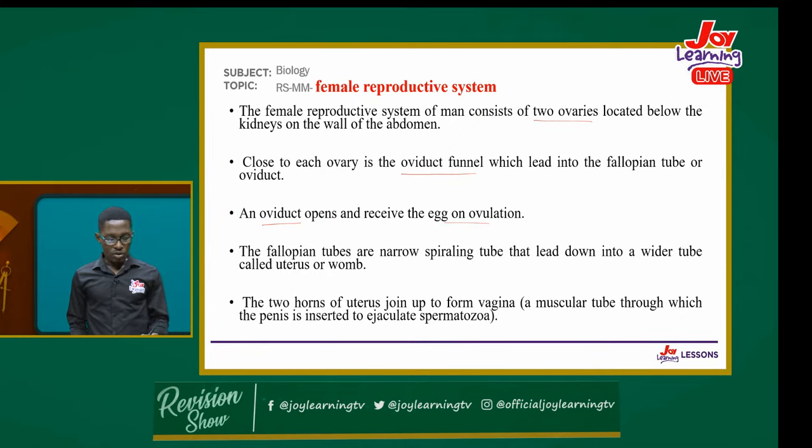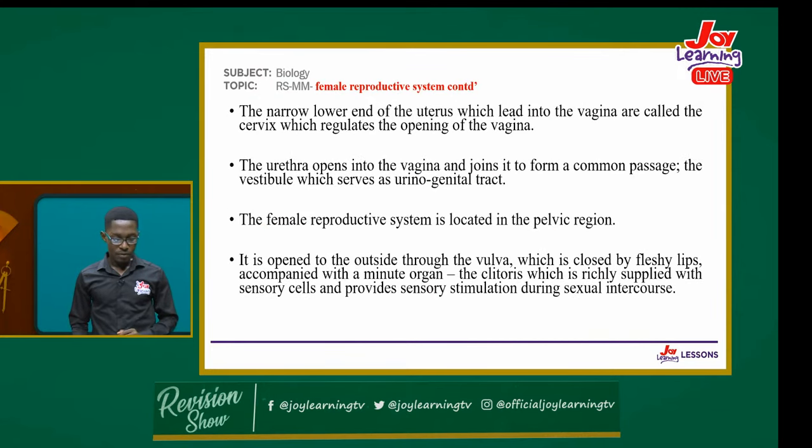Now, from the uterus, we have to join the vagina, but the uterus narrows down to something we call the neck. And that neck is what we call the cervix. It's very narrow, and sperms have to swim hard to pass through that barrier to go through to the uterus.